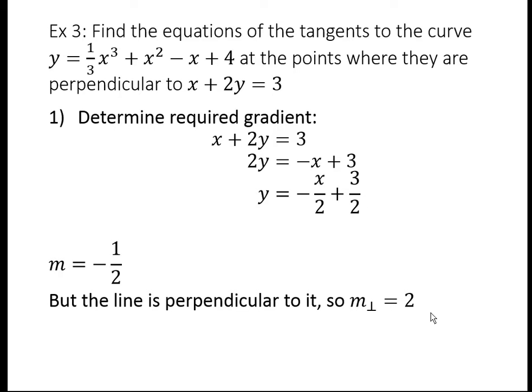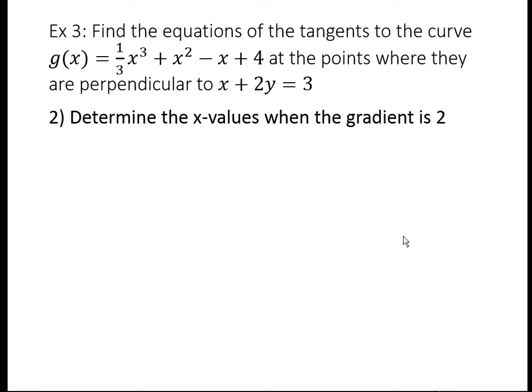So I've got my gradients, happy. Now I need to find the points. I'm going to have to do a little bit of work to find those. I'm going to have to solve where the gradient is equal to 2. So determine the x values when the gradient is 2. Pause, have a think about how we might do that. Based on the function g of x, how can I figure out when the gradient of g of x is equal to 2?